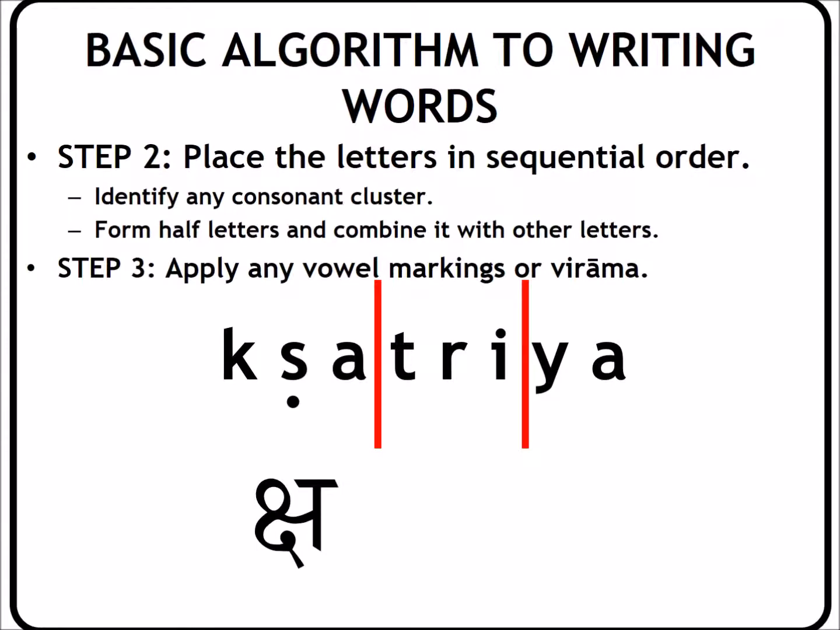The next syllable is the letter tri. This uses the consonant cluster tra, which uses a special shape that we discussed in this lesson. But the letter tra has the short e fused to it, so we need to write the short e sound to this letter to get tri. And then finally, the last syllable is ya. There are no vowel markings added to it, so you just write the letter ya as is.